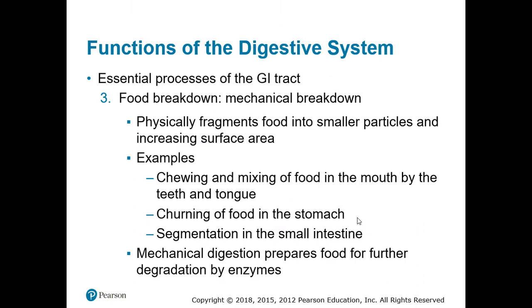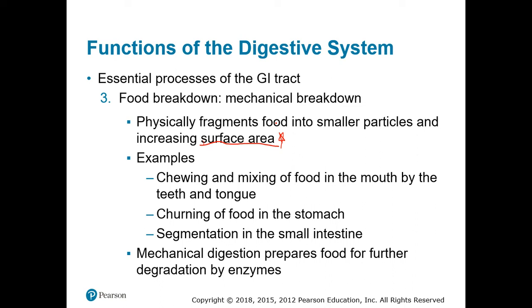The third major function is going to be mechanical breakdown. This is where we physically break down our food into smaller pieces, and we do so to increase the surface area. So that's important. If we increase the surface area, it allows the chemicals that are going to be secreted to do their job more effectively.